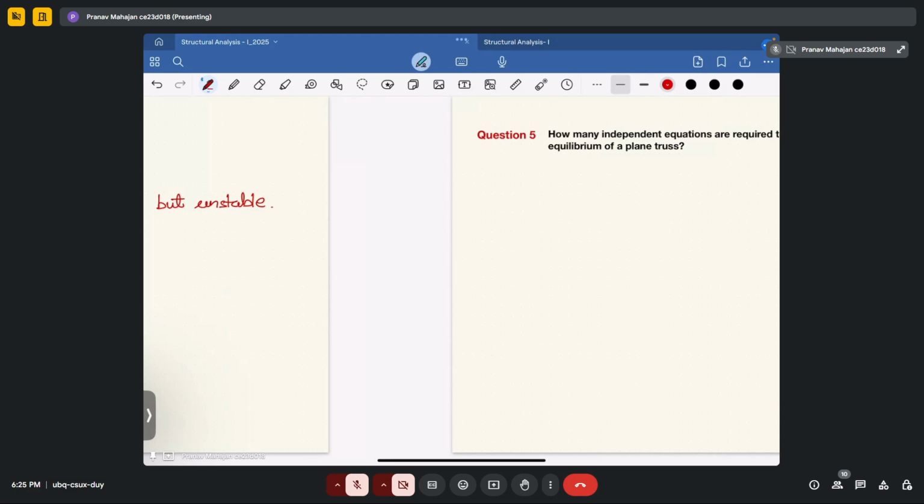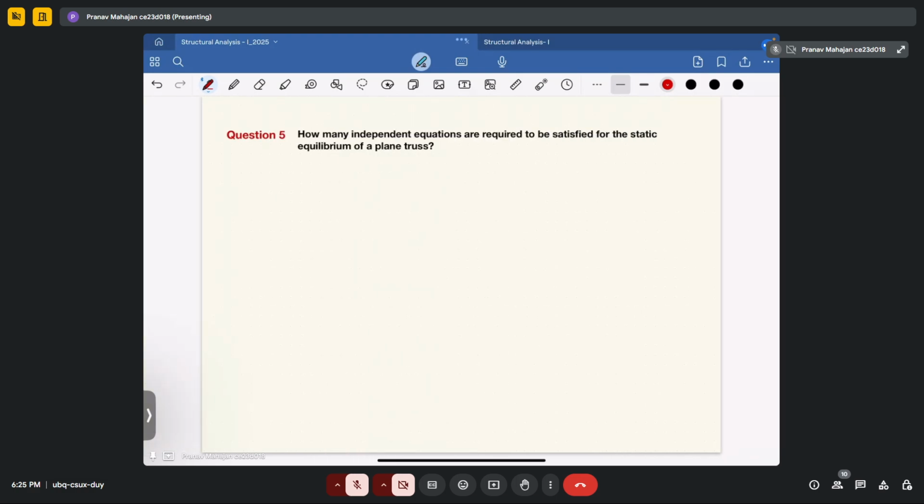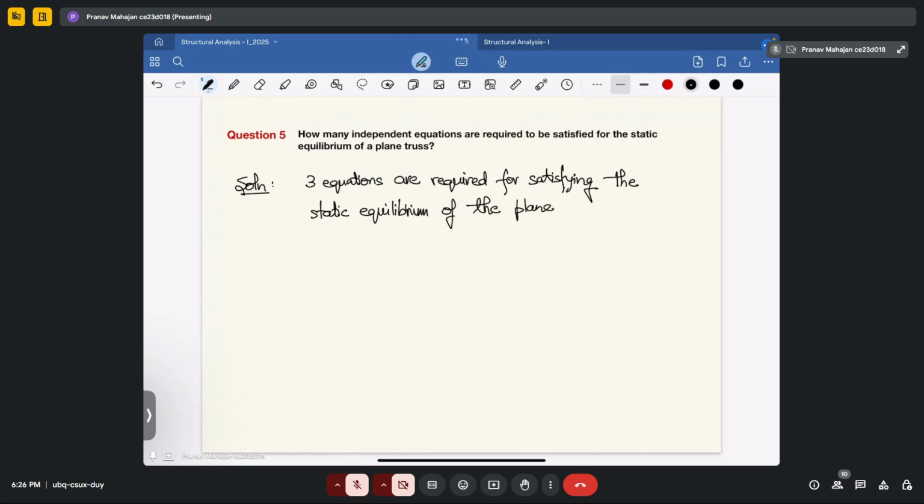So, next question is, how many independent equilibrium equations are required to be satisfied for static equilibrium of a plane truss? So, this is the simple question for you. So, how many equations are required? So, three equations are required for satisfying the static equilibrium of the plane truss. So, which are these equations?